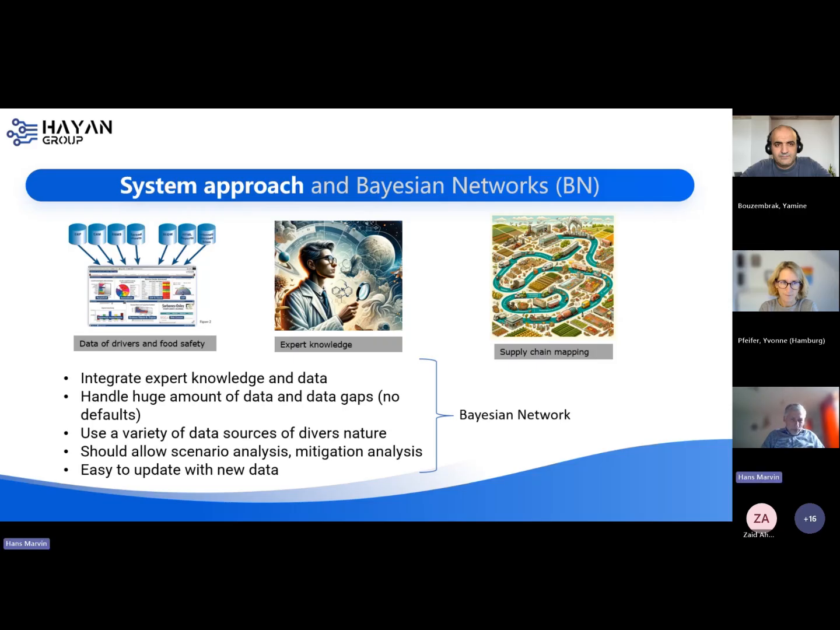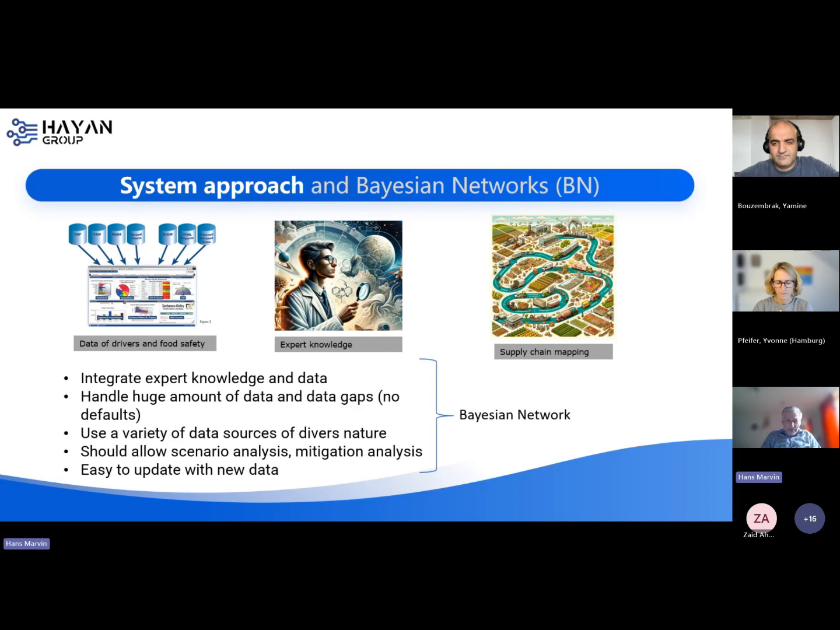The models that should be used for a system approach should also be able to handle huge amounts of data and also data gaps, because for many factors, not all the data is available. Some methods need default settings in order to run, and when there are a lot of data gaps, that means you have to fill in a lot of defaults, which will influence the performance and the accuracy of the model, which you don't want.